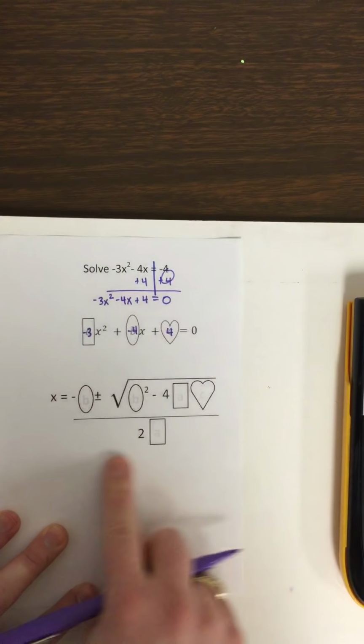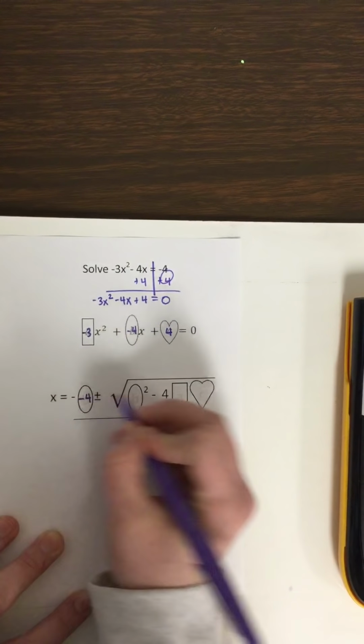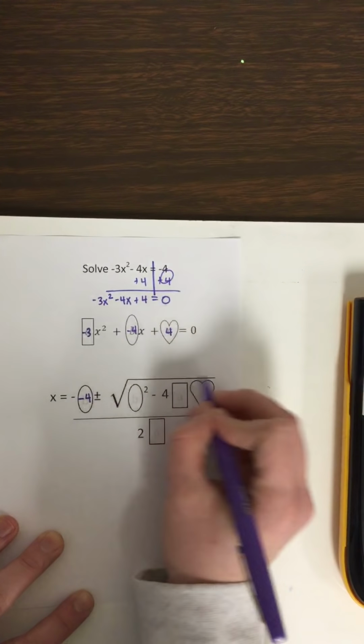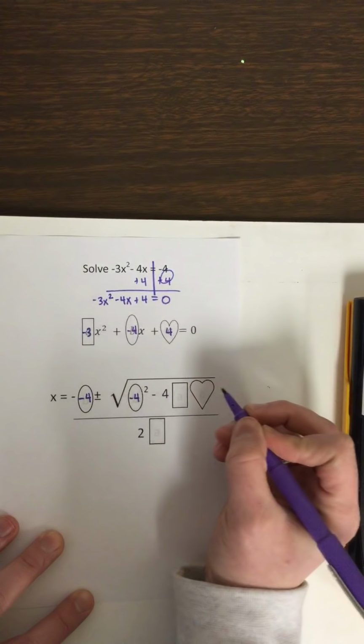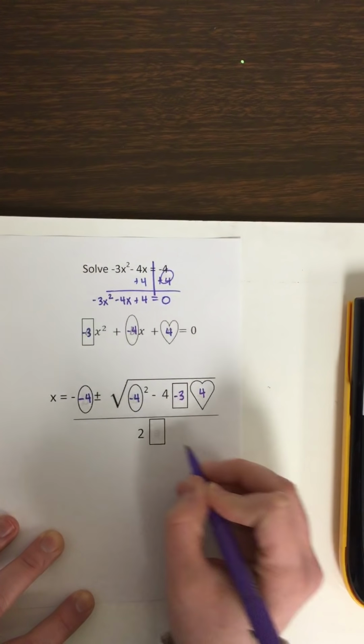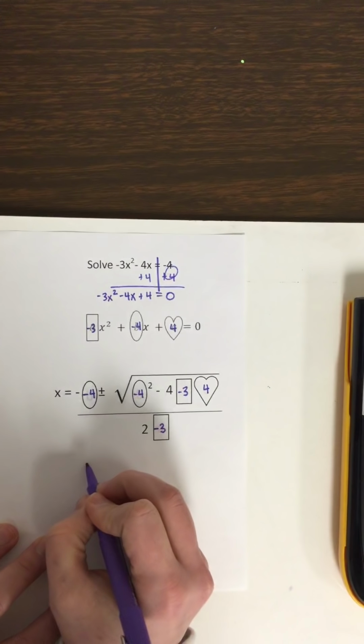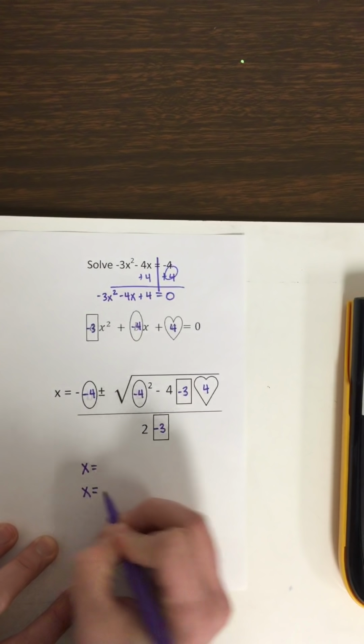Okay, so we got our formula. We're going to do x equals -b plus or minus the square root of b squared minus 4 times a times c all over 2 times a. Okay, you guys go plug those into your calculator and get your two answers.